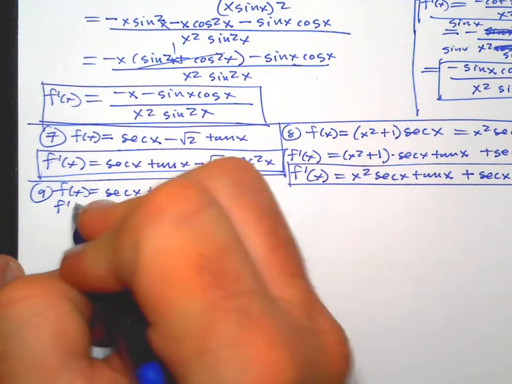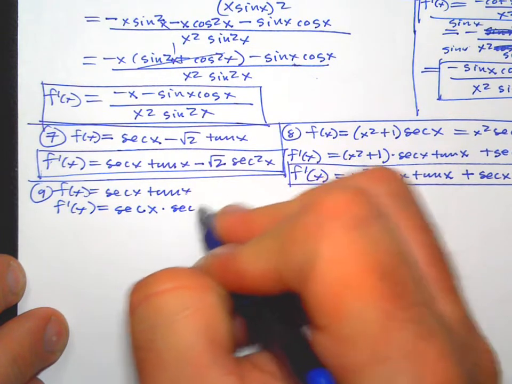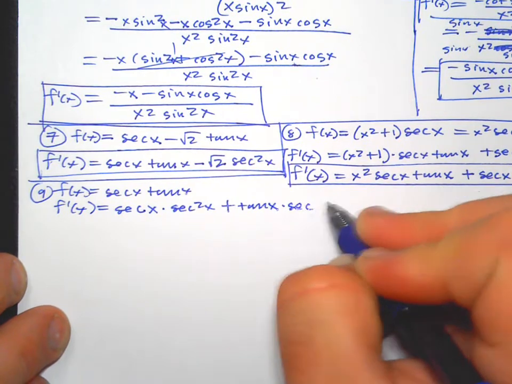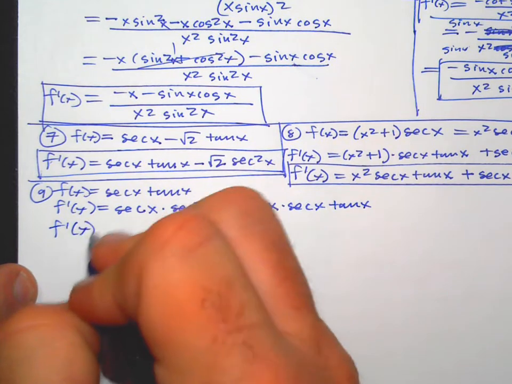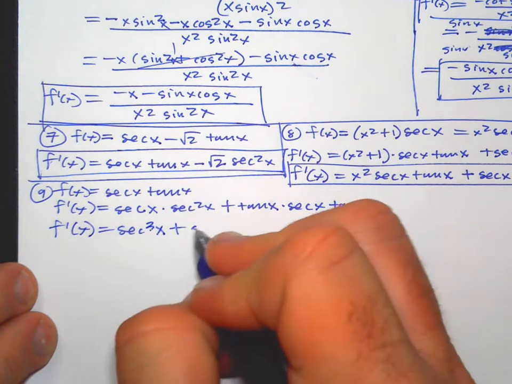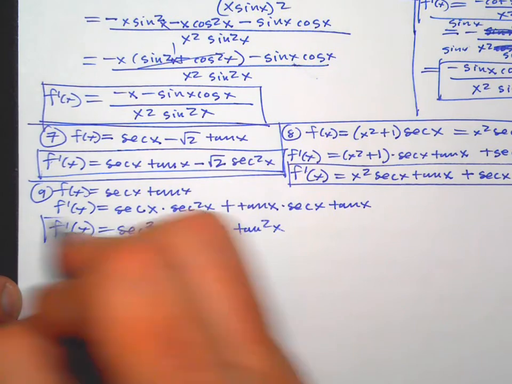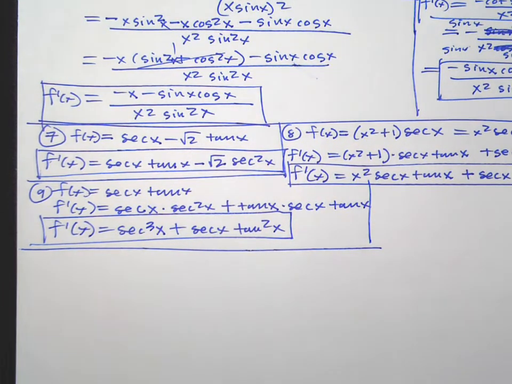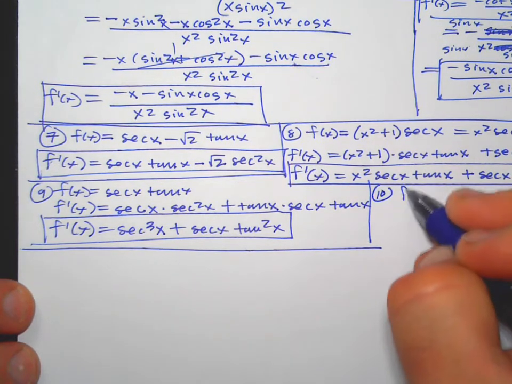So f prime of x equals secant times the derivative of tangent, which is secant squared, plus tangent times the derivative of secant, which is secant tan. So your answer would be secant cubed plus secant tangent squared. Something like that. 10.